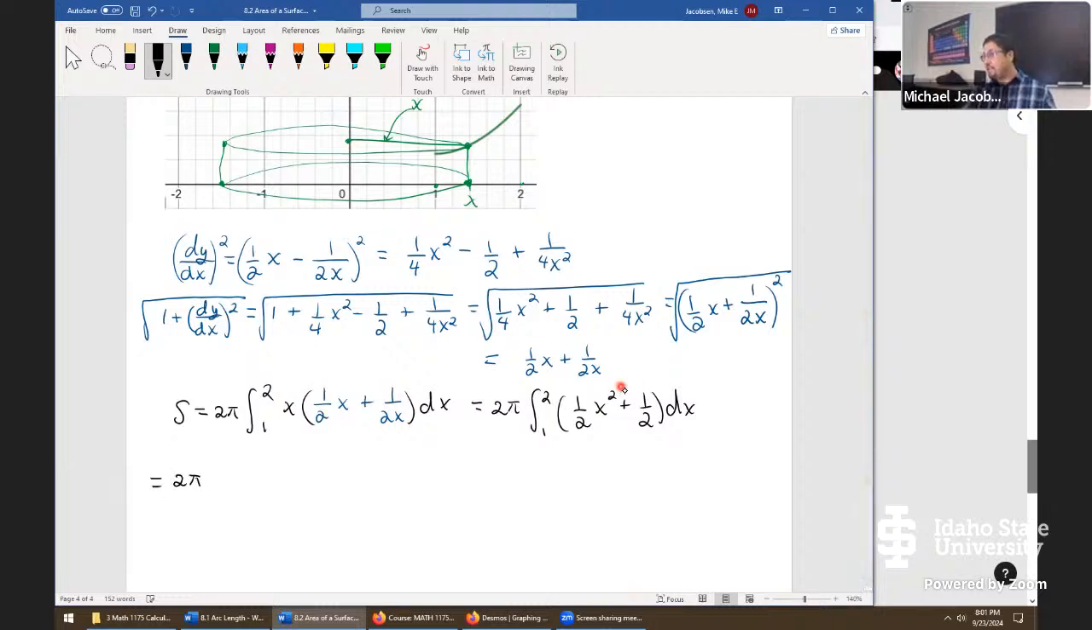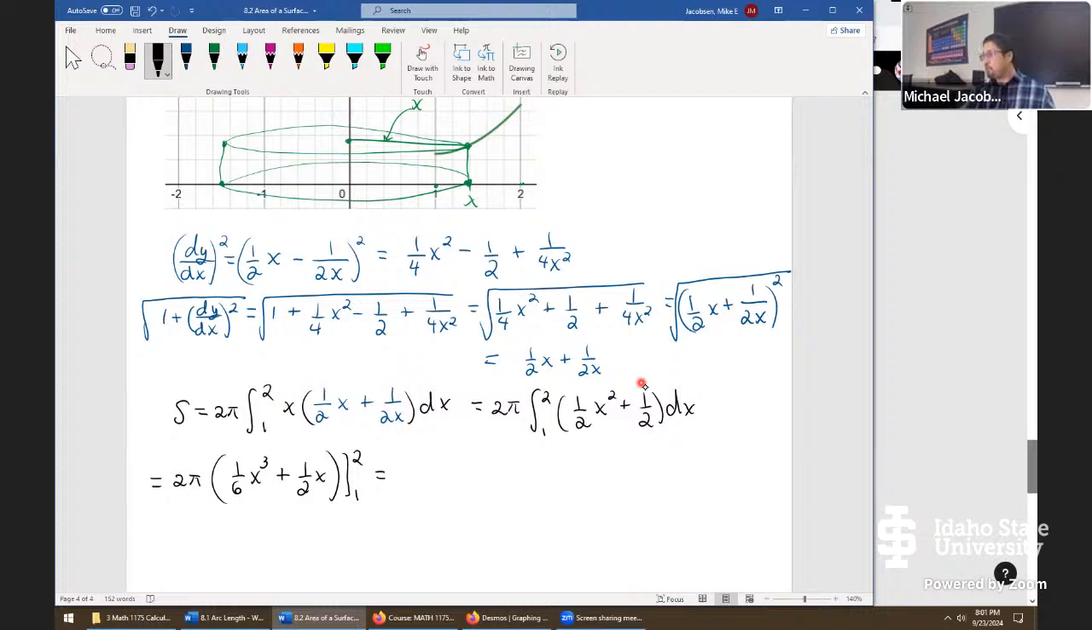So now it's 2 pi. Big parenthesis, first antiderivative will be 1/6 of x cubed. Then this one's not so bad, just throw an x on it. 1/2 times x. All evaluated from 1 to 2.